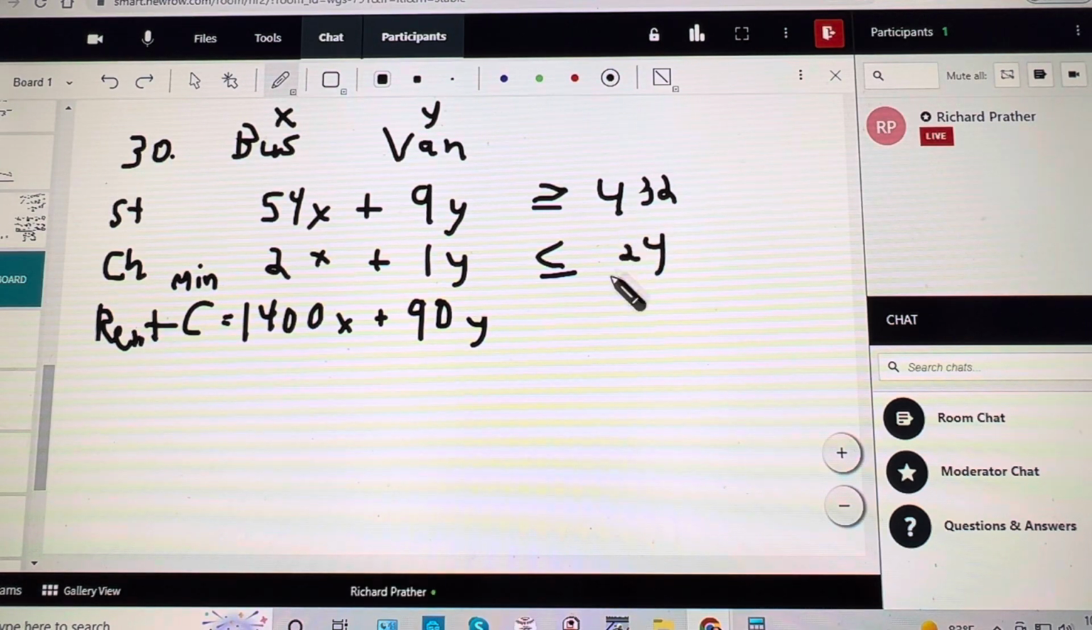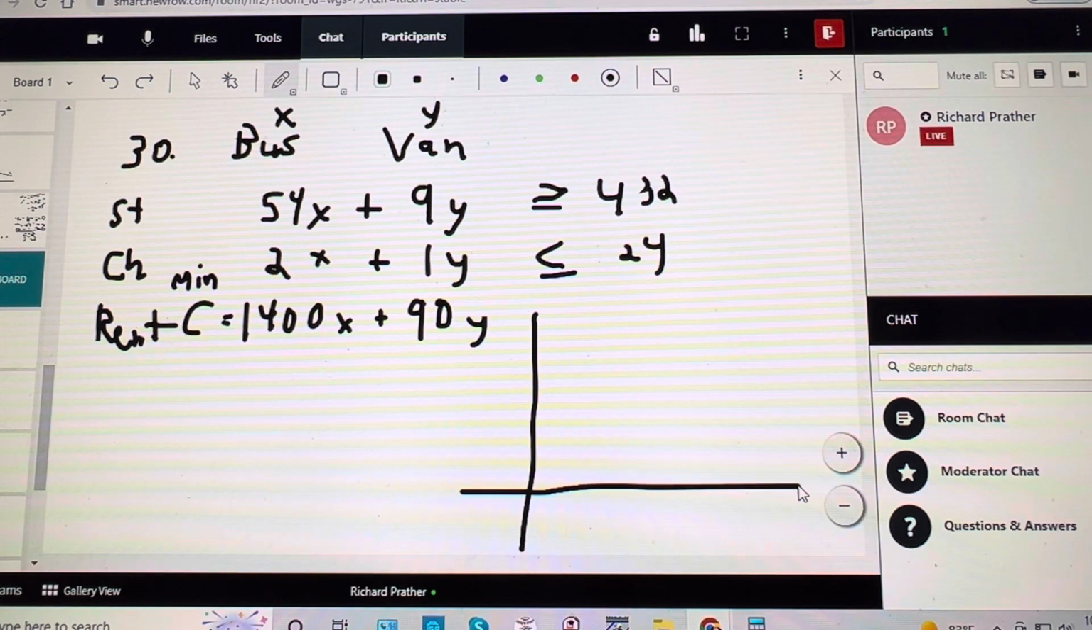But we just have two diagonal lines, so they're only going to cross once at the most, so therefore there's only going to be one hard corner point to find. So if I put 0 in for y in the easier equation, 2x equals 24, x would be 12. Y would be 24 if you put 0 in for x.